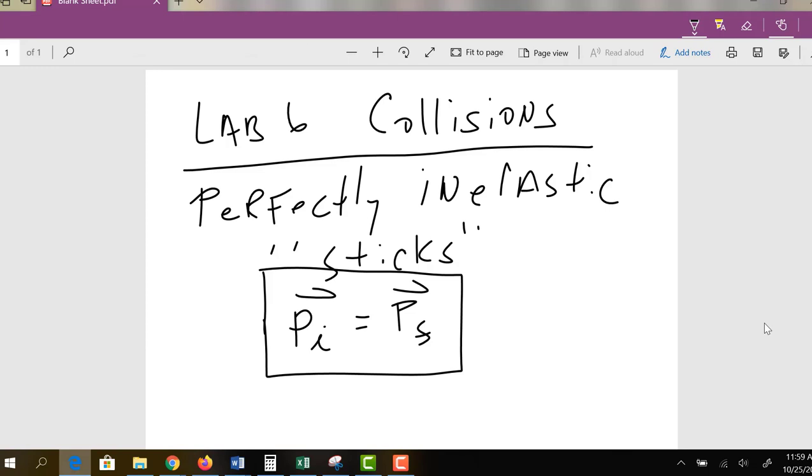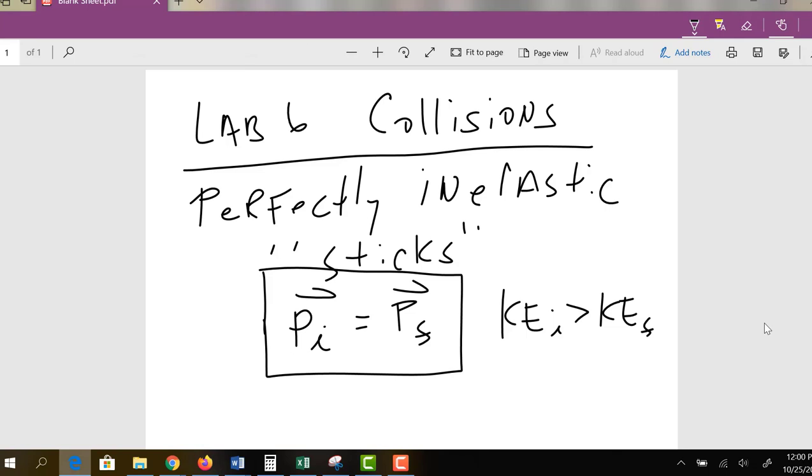So perfectly inelastic means sticks together. The initial momentum of the system is equal to the final momentum of the system. Now, in general, for any type of collision, there's no such thing as conservation of kinetic energy. For the perfectly inelastic collision, the initial kinetic energy is actually going to be greater than the final kinetic energy. Well, how could that be? I thought energy was conserved. Well, the total amount of energy is conserved.